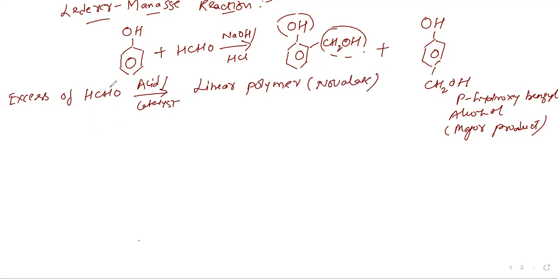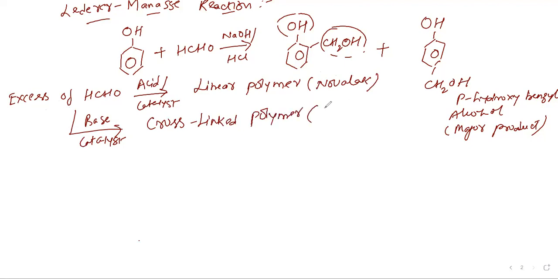Right? Now, in the same reaction, if we take excess of formaldehyde in presence of a base catalyst, what it forms is a cross-linked polymer this time. In the presence of base catalyst, remember, you get a cross-linked polymer, named bakelite. Right? So this is a cross-linked polymer, this is a linear polymer, depending on whether you have an acid catalyst or a base catalyst. And to form these polymers, you need to take excess of formaldehyde, right?